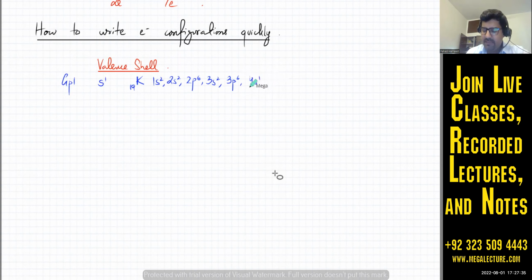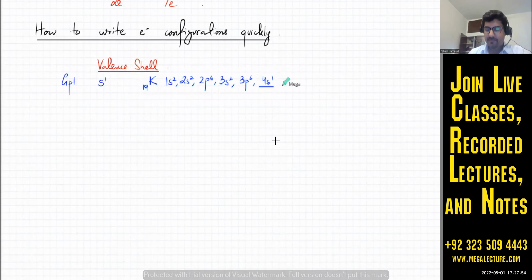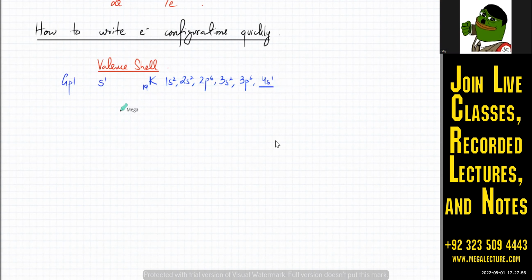So the outermost electron is in the fourth shell, and that's an S. It's got one electron in it. Okay. So anything that's in group 1, उसकी पूरी electronic configuration लिखने का फायदा कोई नहीं है. In the end you're going to get an S with one electron in it. ठीक है? ये clear है? जी सर.